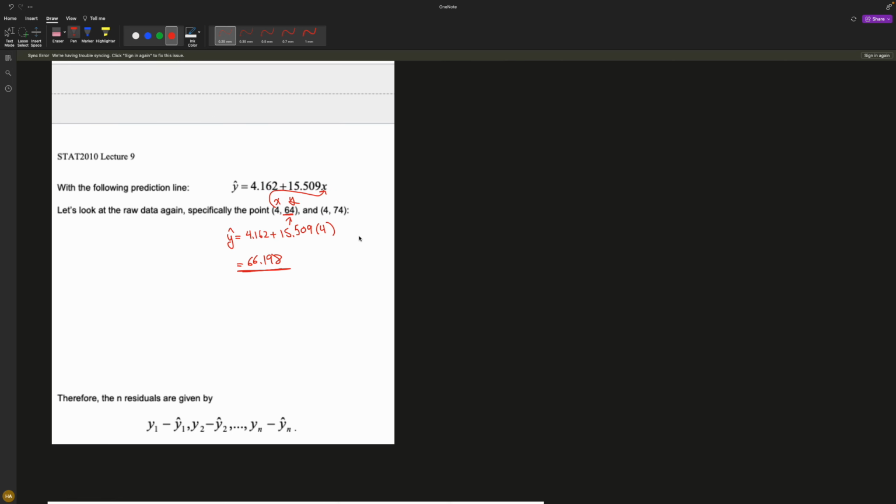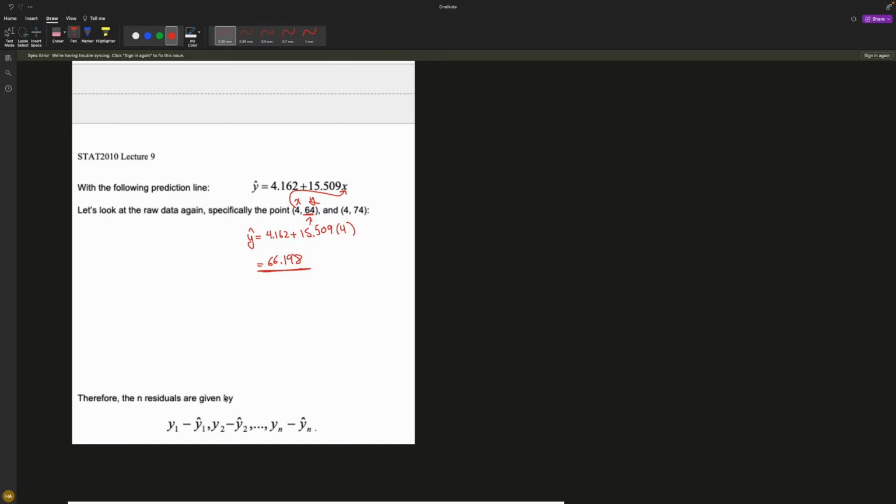And so what they're telling you here, therefore, the n residuals are given by y1 minus y1 estimate of that point. So if I want to get the residual of this, I would do my y1 minus my y estimate, so my y is 64 minus the estimate, which is 66.198. So let's do that. 64 minus 66.198. And this would equal negative 2.198.